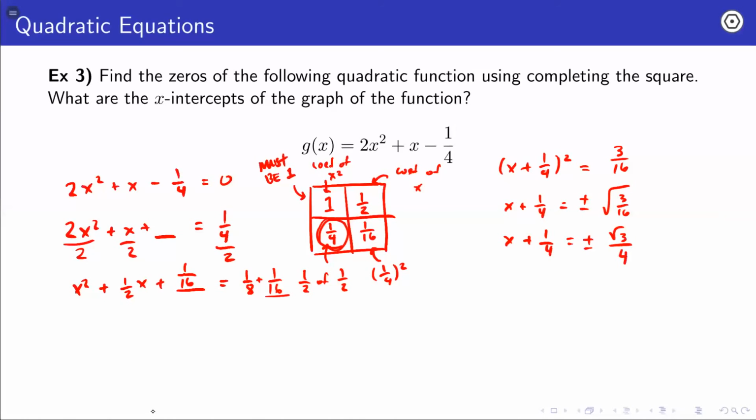And now we're down to the final step. The final step is to get the x completely isolated. Right now it's still being added with 1/4, so we're going to subtract 1/4 over to the right side, getting the x alone. x equals negative 1/4 plus or minus the square root of 3 over 4. And those are my zeros.